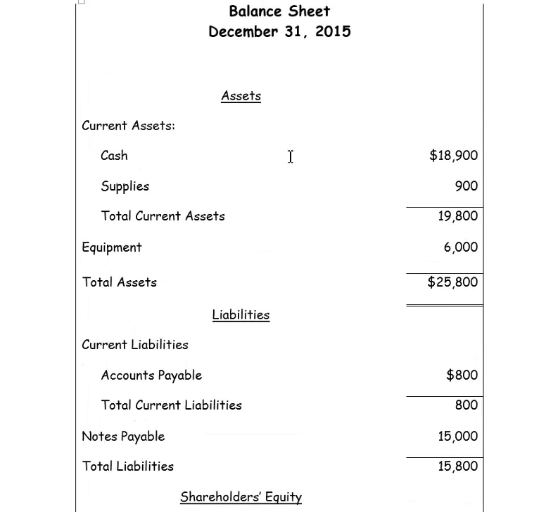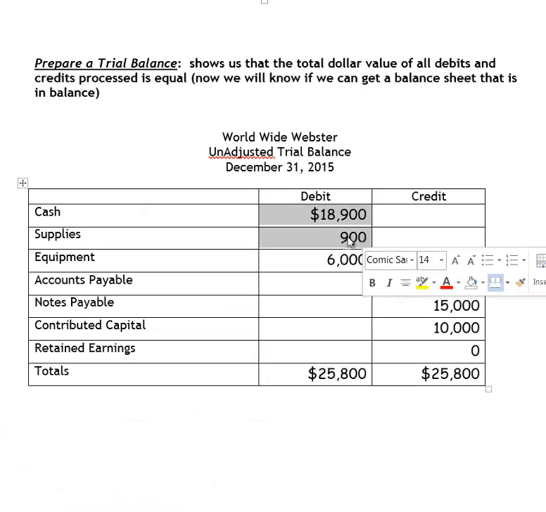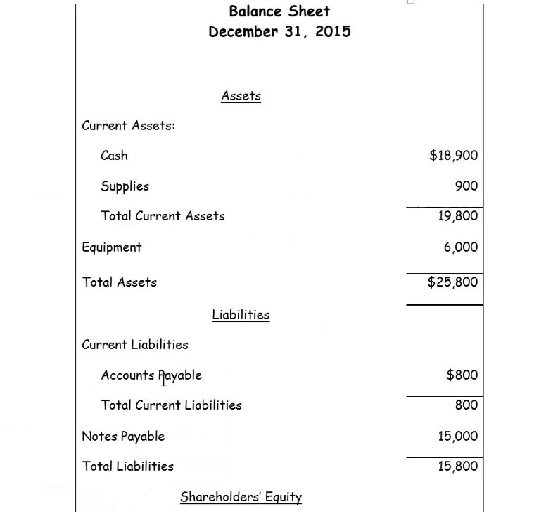But let's go back to the top. We see assets. Again, we put them in order of liquidity. Cash goes first, supplies second. So we've got a total of current assets of $19,800, and you'll recall we're getting these two amounts here from our unadjusted trial balance. They're right there. We also see the value of our equipment. That's going to go in the non-current asset side at $6,000. So you'll notice that your total assets are equal to $25,800.